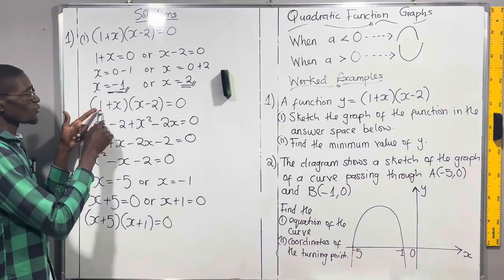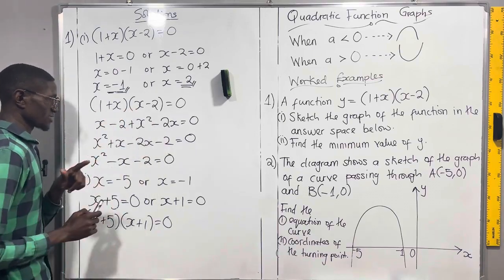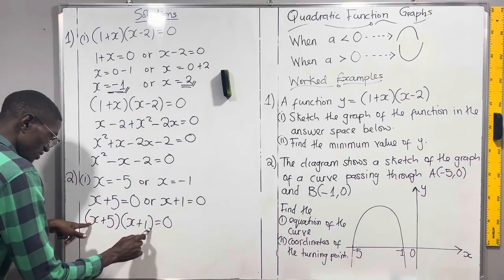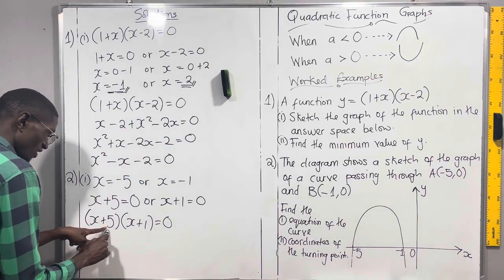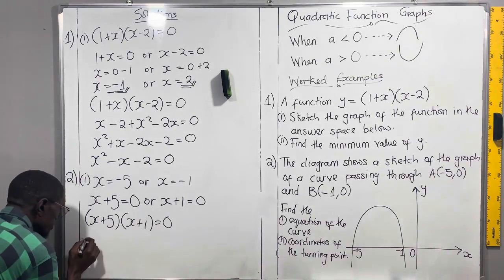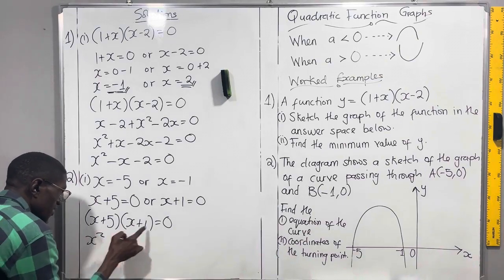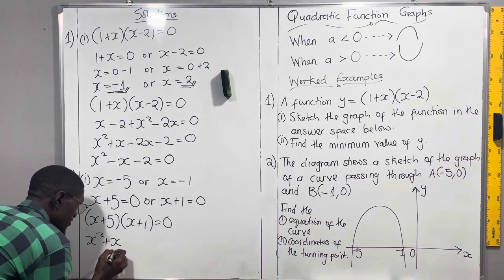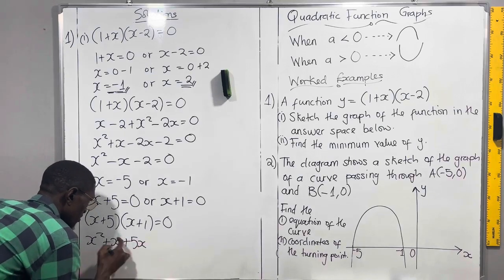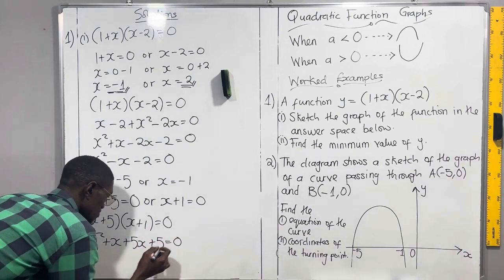What did we do? We expanded these brackets. This bracket multiplied with that bracket. So we're going to say x times x, x times 1, 5 times x, 5 times 1, like that. So x times x gives us x squared. x times 1 gives us x. 5 times x, 5x. 5 times 1 gives us 5, which is equal to 0.